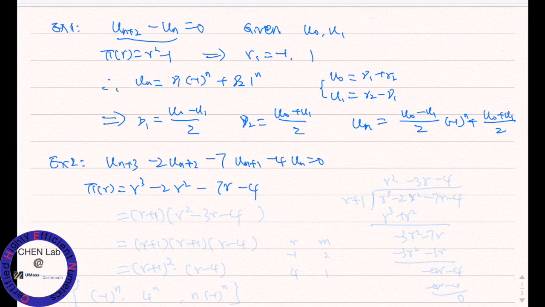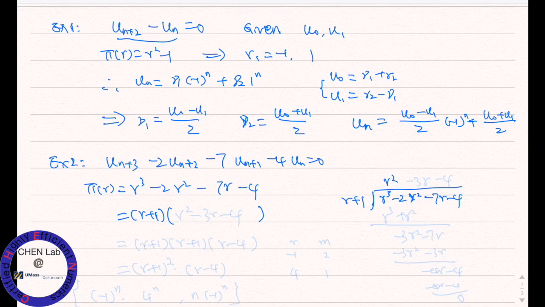Okay. The -1 is a solution, so we know that r plus 1 is a factor. And then we just need to continue solving, we just need to figure that out. One way to figure that out is to do a long division, which is something nice to be able to do. What's that? r cubed minus 2r squared minus 7r minus 4 divided by r plus 1.